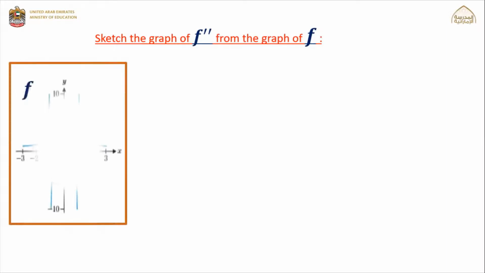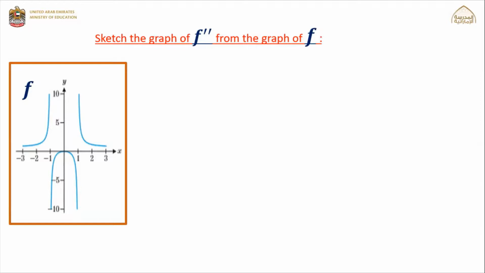Now, sketch the graph of f double prime from the graph of f. Here we have a graph of the function f, and we want to sketch the graph of f double prime. First of all, you must know that you cannot go directly from f to f double prime. You must first make the sketch of f prime. After that, we will move to sketch the graph of f double prime.